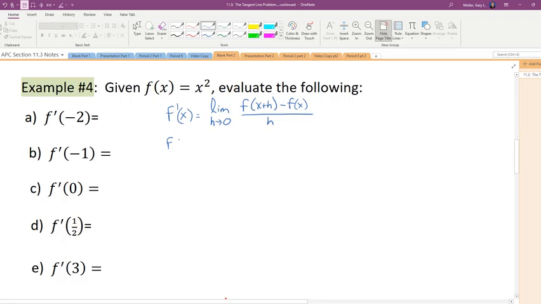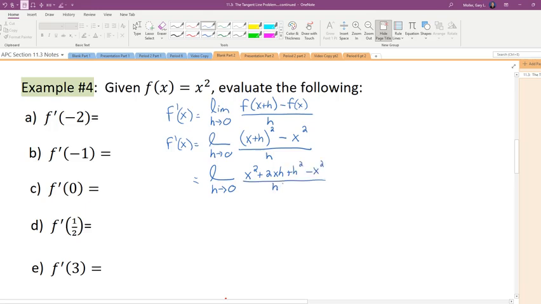So the derivative, and again, I don't care about the point yet. I'm just going to evaluate this as it's said. So f of x plus h would mean we plug in x plus h squared minus f of x, which is x squared, over h. Take the limit as h goes to 0: x squared plus 2xh plus h squared minus x squared over h. The limit as h goes to 0.